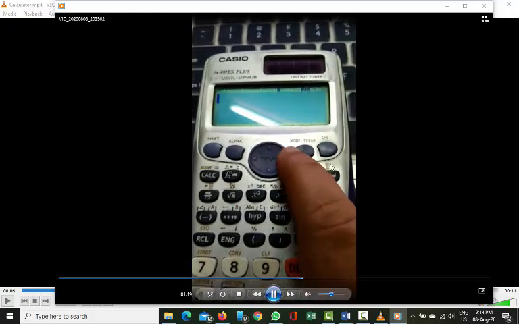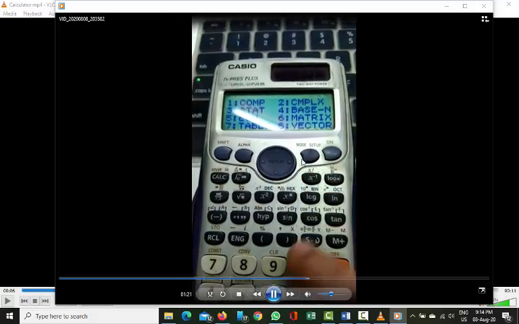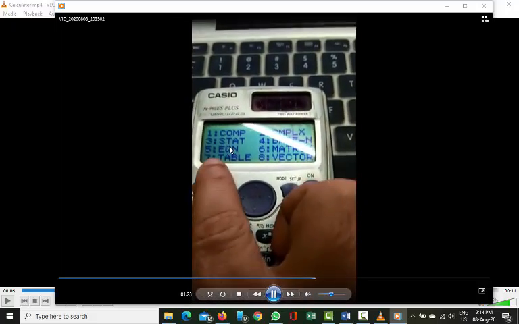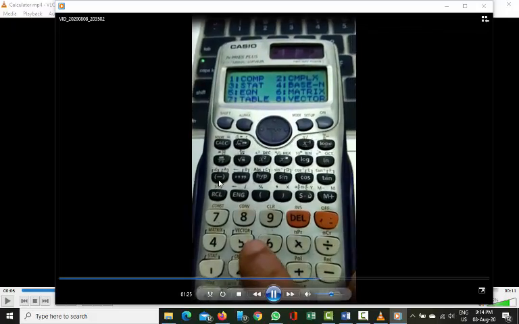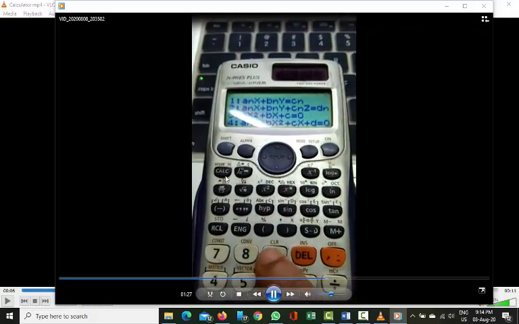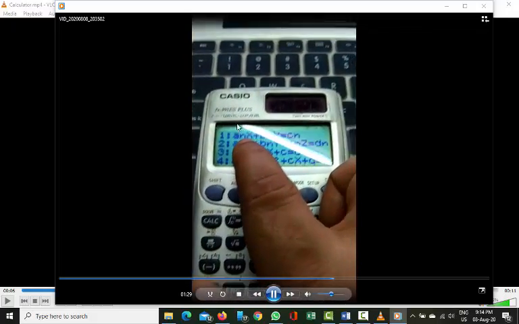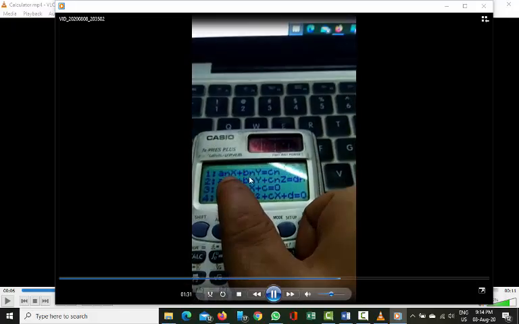Now if you have this type of calculator, what do you have to do? Press mode, and then you can see equation mode, that means number 5. You should choose number 5 to choose equation mode, and then you will choose number 2 here. In number 2, you can see 3 variables are there.